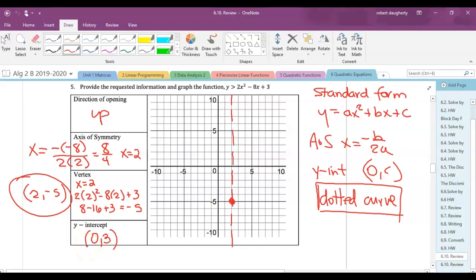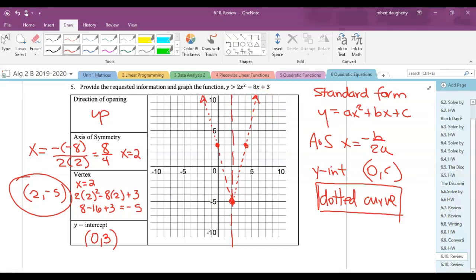So is that right? If I get that as my y-intercept, I also have this point that is matching right here. So I should have enough to graph this. When I go and graph this, remember it's going to be a dotted curve, something like this. And then I just need to figure out where to shade.